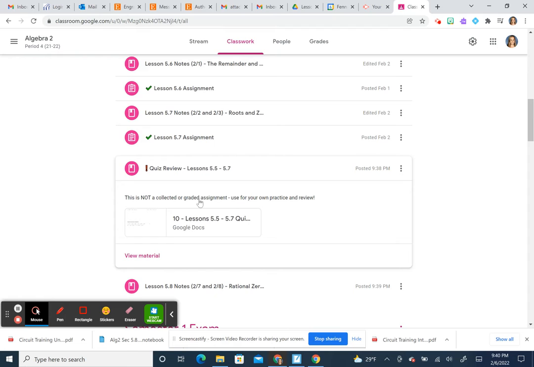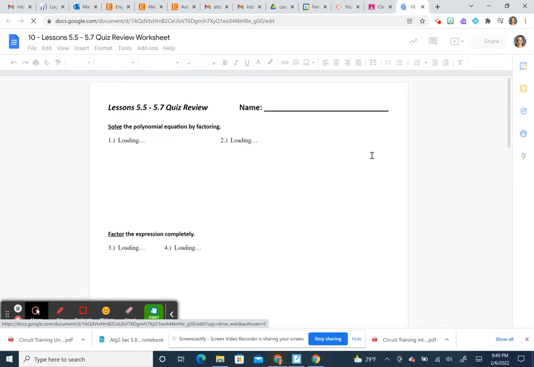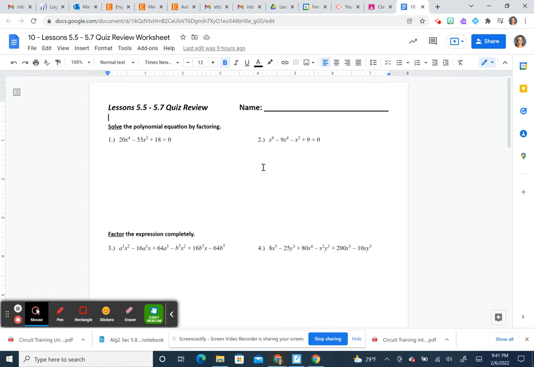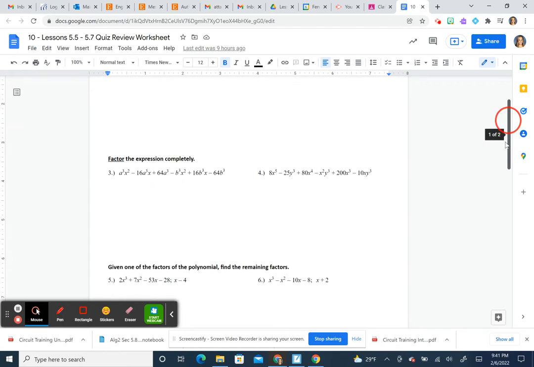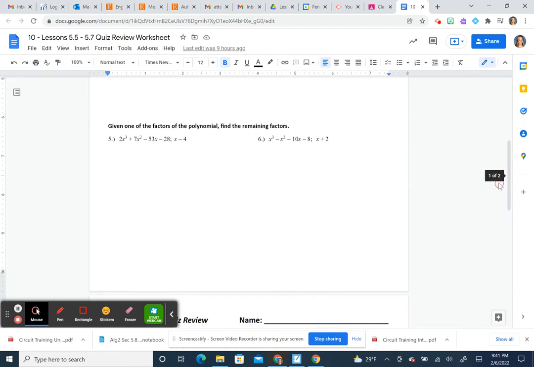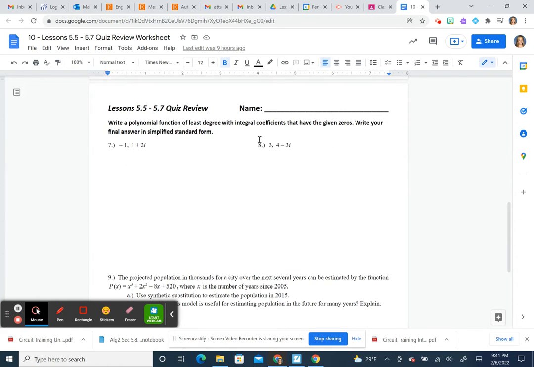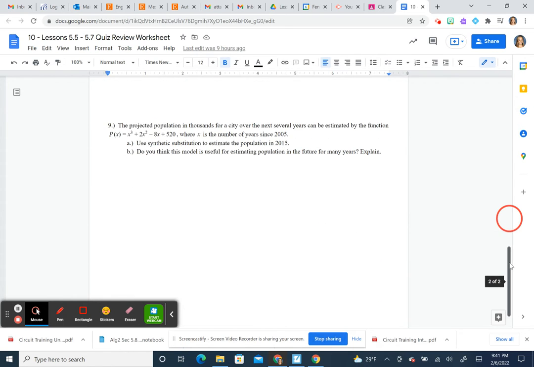I did make an optional quiz review worksheet right here. It's just some extra practice and what you can kind of expect to see on the quiz. So, solving polynomial equations by factoring. There is one more difficult factoring question on there. If you're given a factor of a polynomial, find the other factor. So, how we do that is with synthetic division. And then given the zeros, write the equation. And then there is one application problem similar to this one.